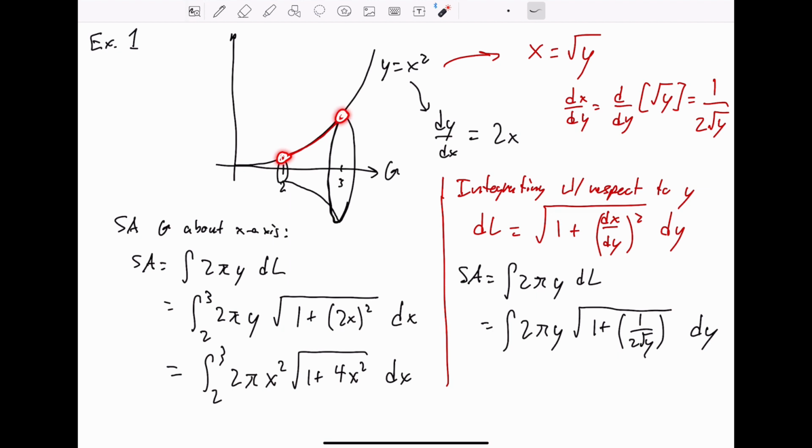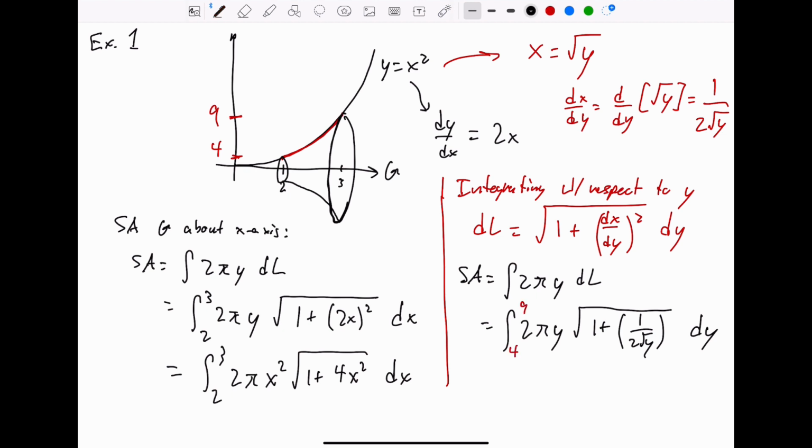The way that we can get the y values of these points is to plug the x values 2 and 3 into the function. So when x equals 2, the corresponding y value is going to be 2 squared, which is 4. Again, the scale's off a little bit here, but we get the picture. When x equals 3, we plug that into the function, we get y equals 3 squared, y equals 9. That's the upper limit in terms of y. So integrating with respect to y, we use the limits of integration from 4 to 9.